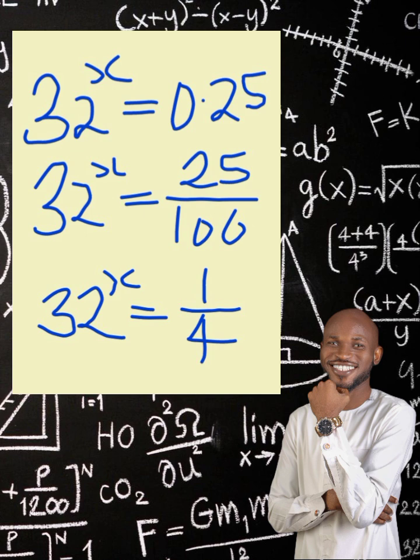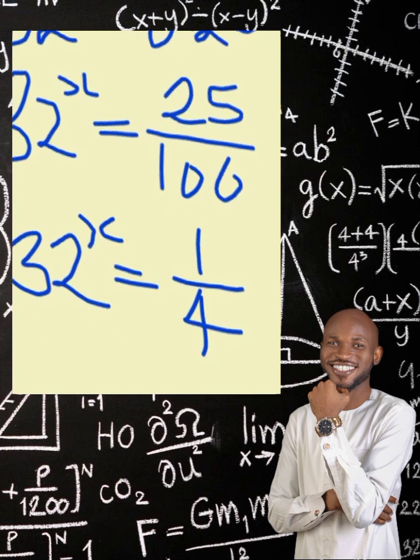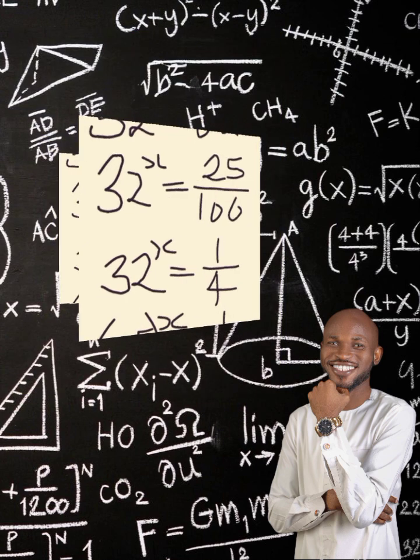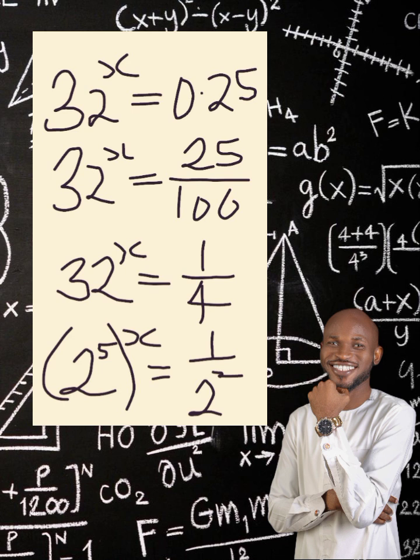Now, 4 is the same thing as 2 raised to the power of 2, and 32 is the same thing as 2 raised to the power of 5. So we're going to be replacing 32 in our equation with 2 raised to the power of 5, and we're going to be replacing 4 by 2 raised to the power of 2.